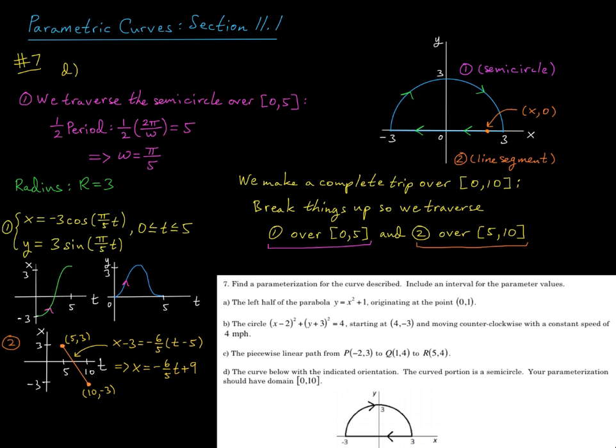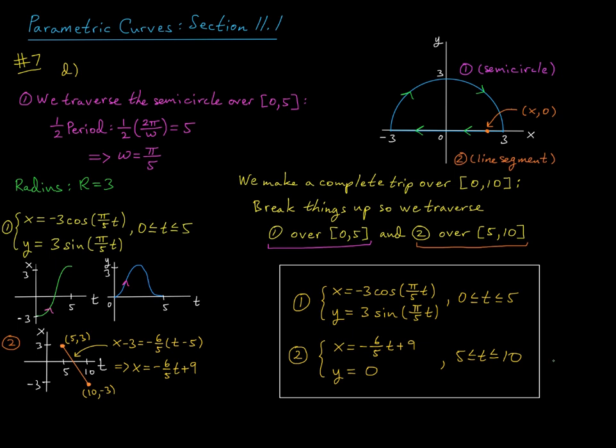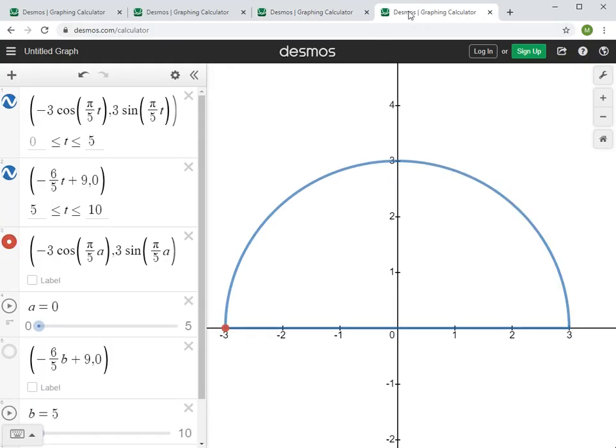All right, so now I'm going to take this out just to make some space. To summarize, here I've just taken this parameterization and copied it over here. This is our parameterization of the semicircle. And then this right here below it is a parameterization of the line segment, right? Again, all points on the line segment have a y-coordinate that's equal to 0. It's the x-coordinate that's changing, and it's changing according to this linear function. Again, that's just coming from the fact that when t is 5, x is 3, and when t is 10, x is negative 3. All right, so now let's check that out on Desmos here.